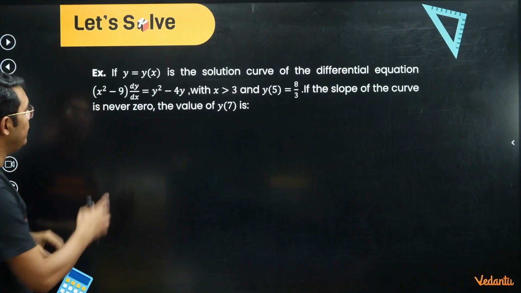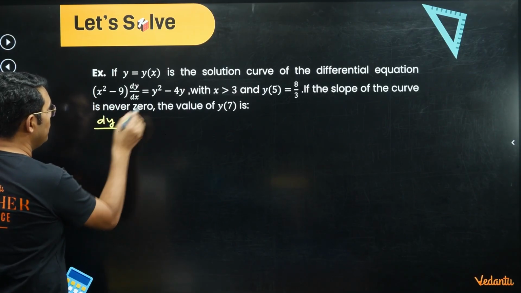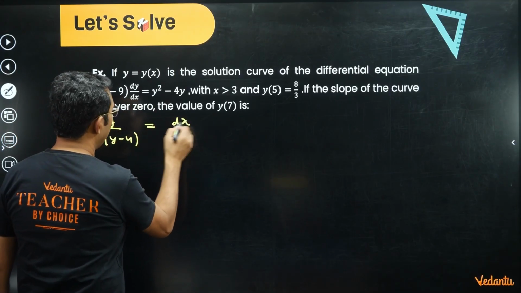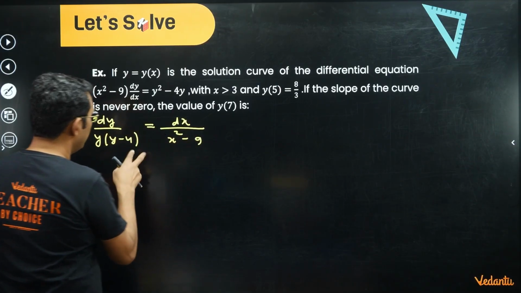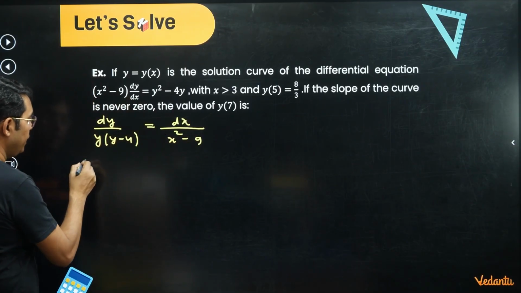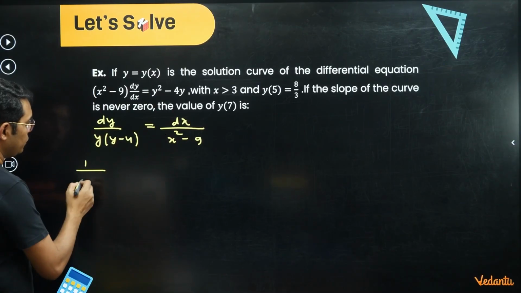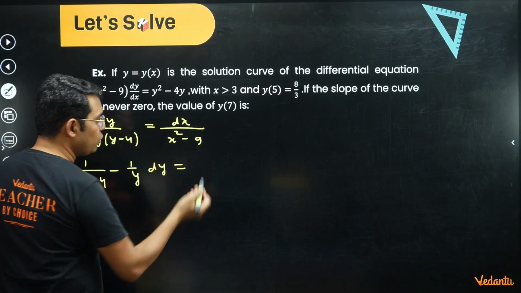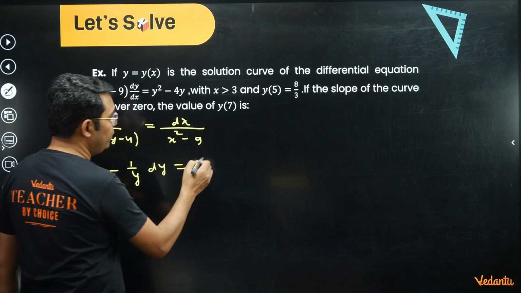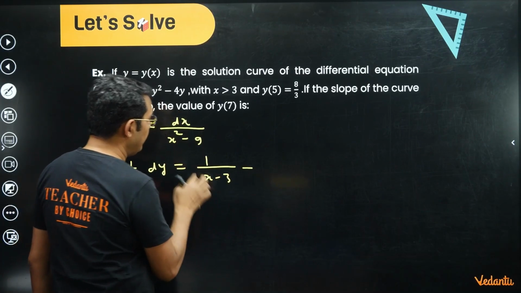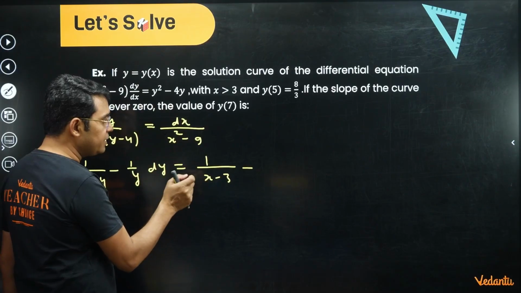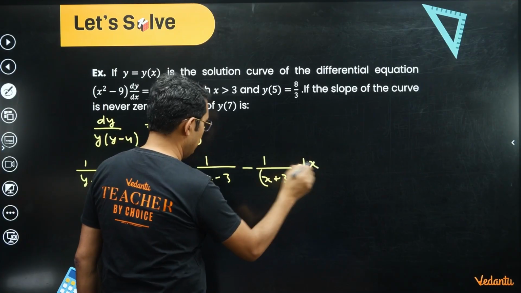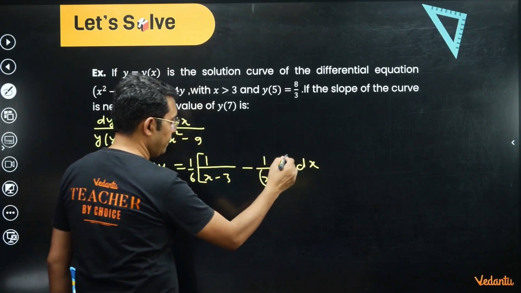first of all, it is directly variable separable. I can write this as dy upon y into y minus 4 is equal to dx upon x square minus 9. Now to integrate this, we will be breaking it into partial fractions. So it will be 1 upon y minus 4 minus 1 upon y dy. This also we can do, or we have a direct formula also for that thing. Both can be done. I will write this as a factor 1 upon x minus 3 into x plus 3, and then splitting into partial fractions like this. For that you have to divide by 6 also outside.